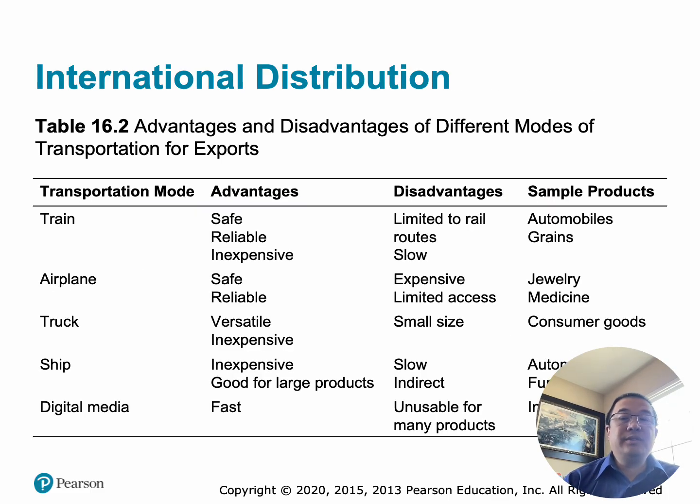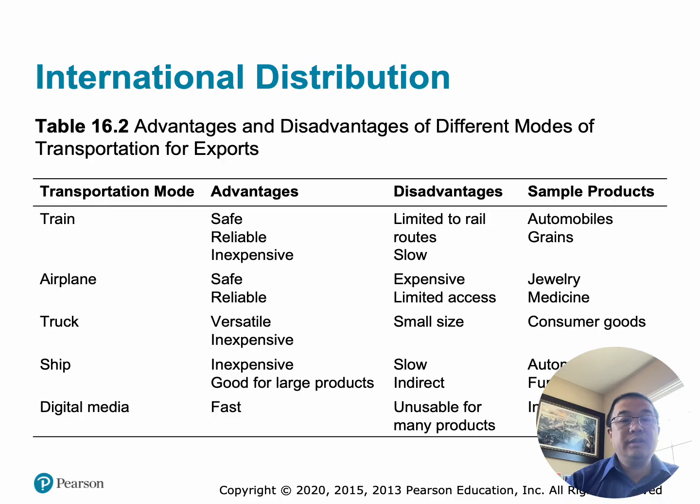This compares the major transportation methods used in international trade and highlights their advantages, disadvantages, and typical products. When companies export products, they must choose the transportation method that best balances cost, speed, reliability, product characteristics, and customer requirements. Number 1, train or rail transport.